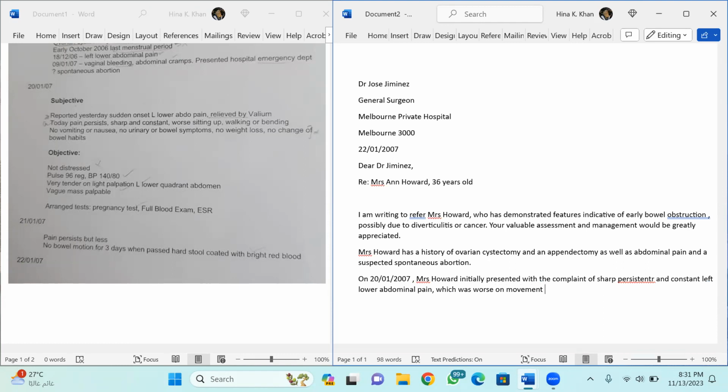Instead of writing sitting, walking, bending, it's a movement. So I have again just saved the words. Instead of writing all these three, which was worse on sitting, walking, and bending, you can just write, which was worse on movement. Okay, it's the same.